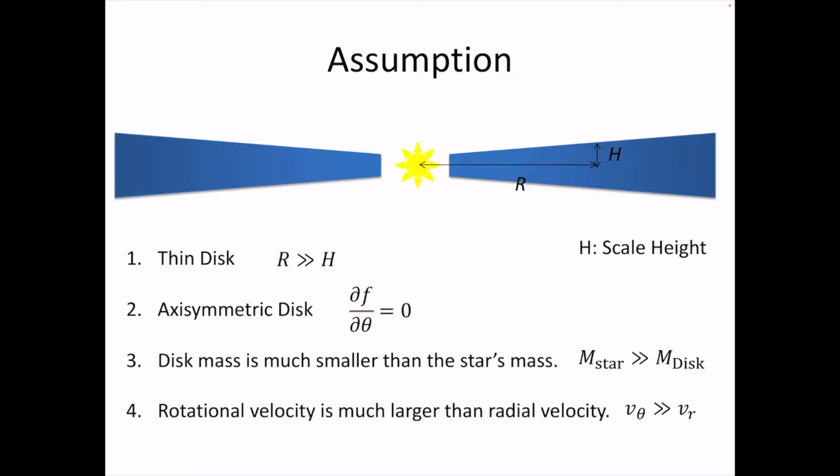We use 4 assumptions. First assumption is a thin disk. Second assumption is an axisymmetric disk. So there is no special direction in the disk. So if you consider some physical value, the partial derivative of a physical value with respect to the angle theta is going to be 0. Third assumption is the disk mass is much smaller than the star mass. Fourth assumption is the rotational velocity is much larger than the radial velocity.